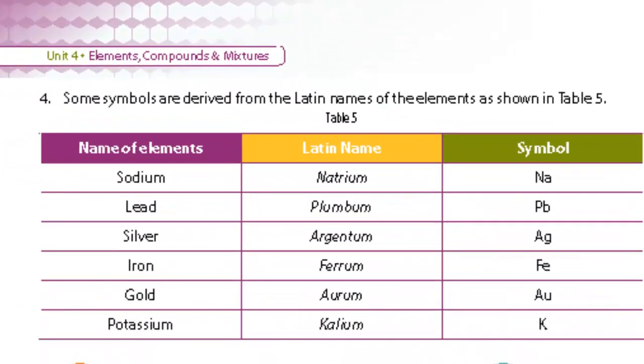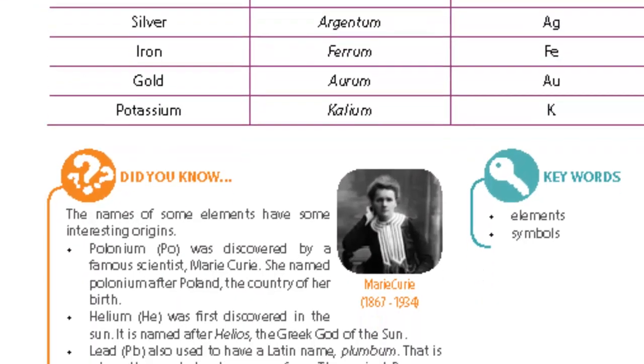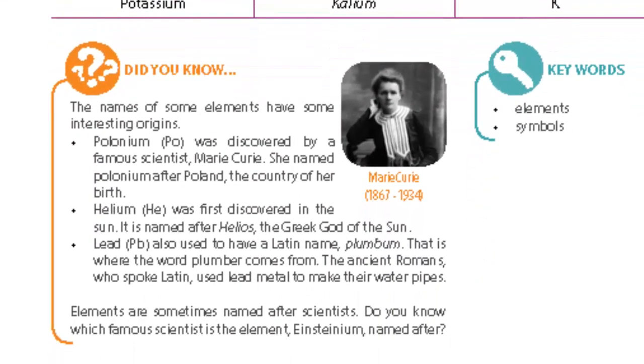Some symbols are derived from the Latin names of the elements. For example, sodium is derived from the Latin name natrium. Its symbol is Na. Lead, for example, is derived from the Latin name plumbum. Its symbol is Pb. The word plumber comes from the use of lead to make water pipes in ancient Rome.